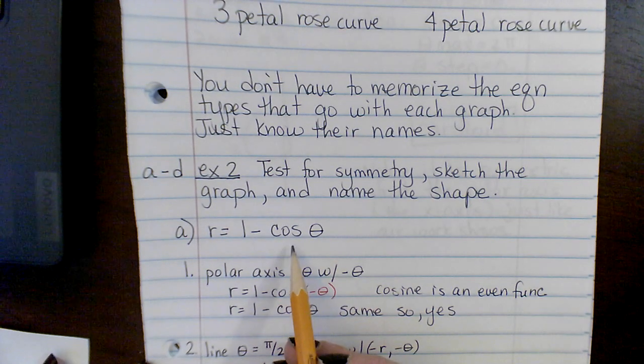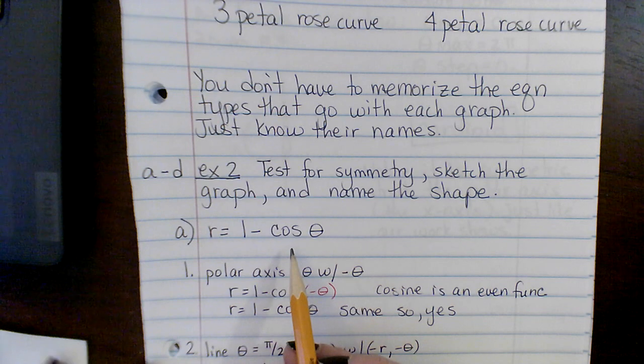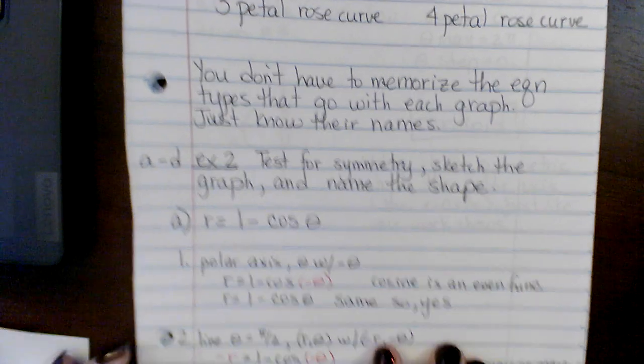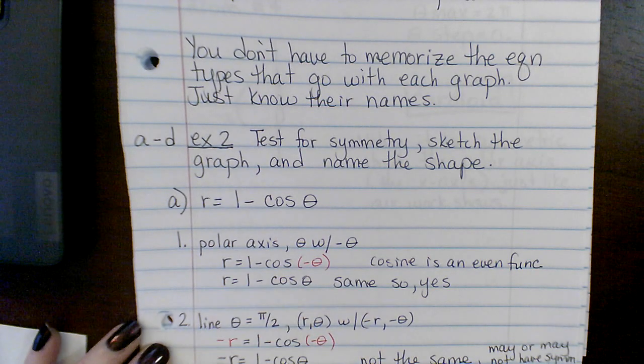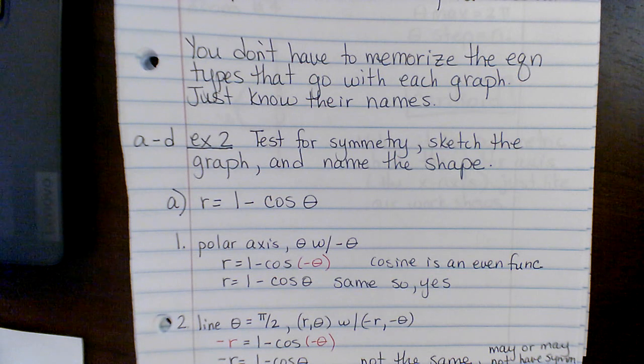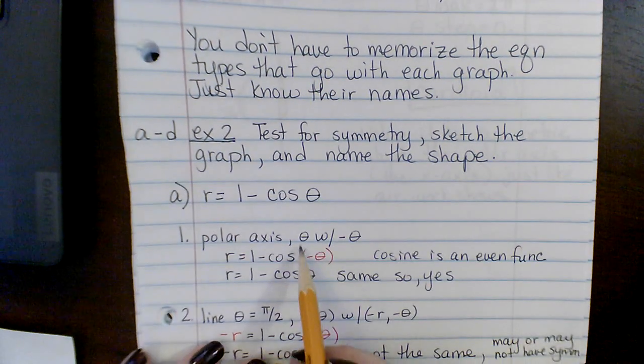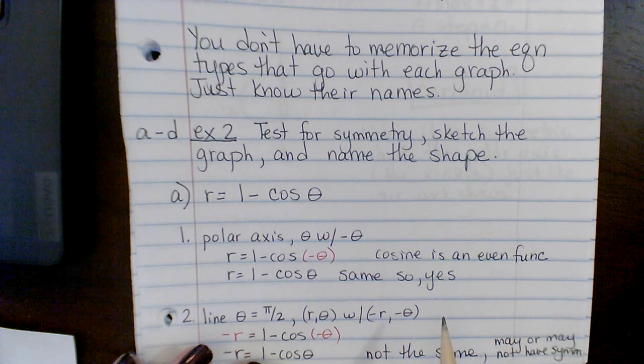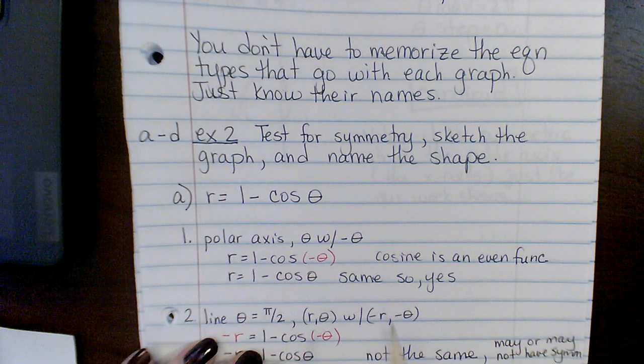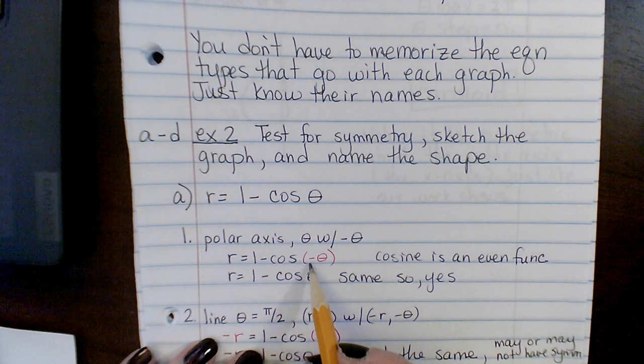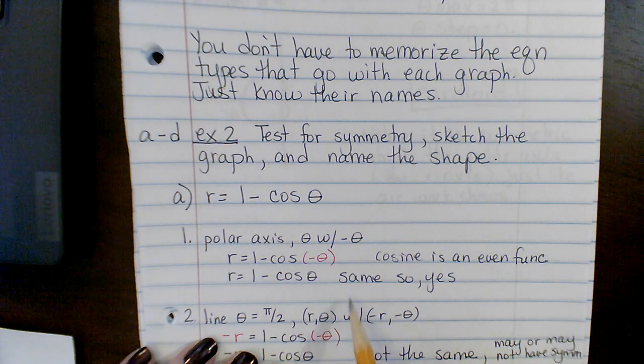Let's start off and test it for symmetry. We know there are 3 types of possible symmetry that we can have. We can have symmetry about the polar axis, the line theta equals pi over 2, or the pole. For symmetry about the polar axis, we're going to replace theta with negative theta. So if I replace theta with negative theta in the original equation, we know that cosine is an even function, so cosine of negative theta is the same as cosine theta. We get the exact same equation back. So yes, there is symmetry about the polar axis.